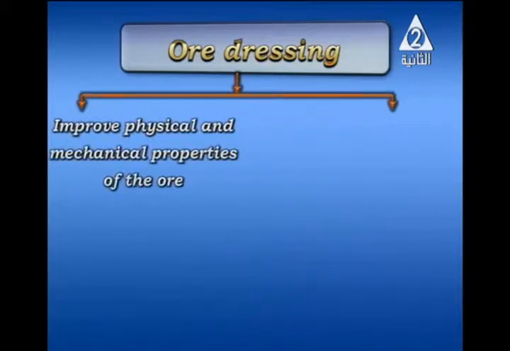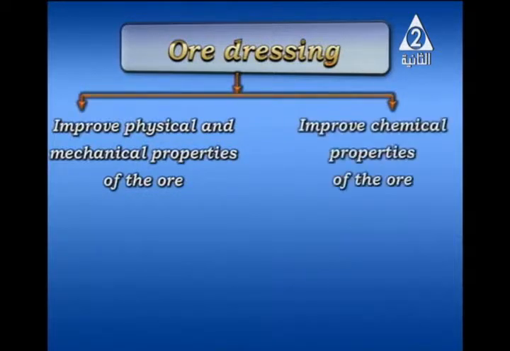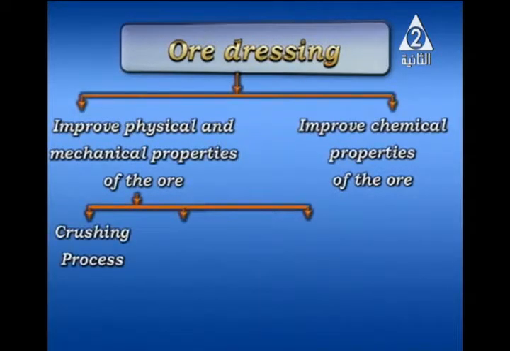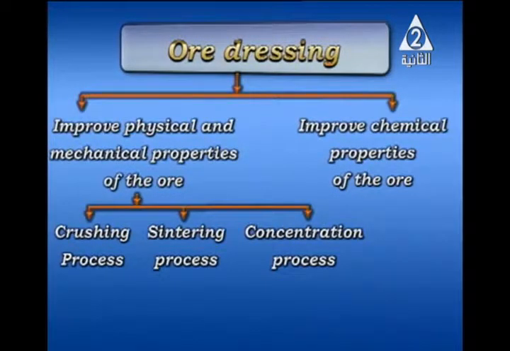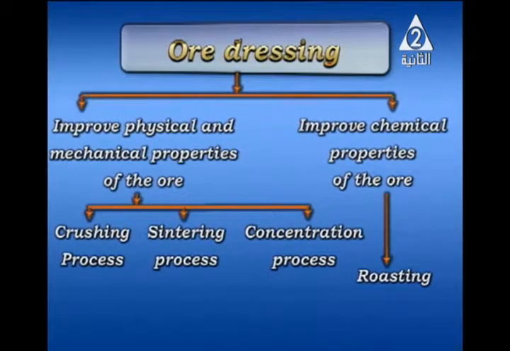Ore dressing takes place for improving the physical and mechanical properties of the ore and improving the chemical properties of the ore. And these two processes happen by 4 stages. First one, crushing for improving physical and mechanical property, and sintering and concentration of the ore. While to improve the chemical property of the ore, we have to make roasting. We are going to discuss each one in detail.